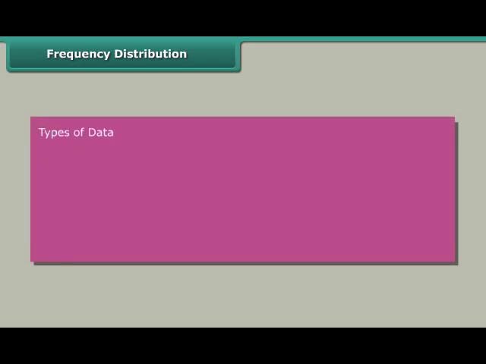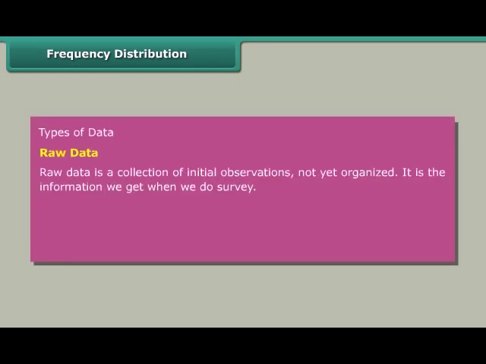Frequency distribution. Types of data. Raw data. Raw data is a collection of initial observations not yet organized. It is the information we get when we do a survey. It can be classified into two types: discrete data, continuous data.